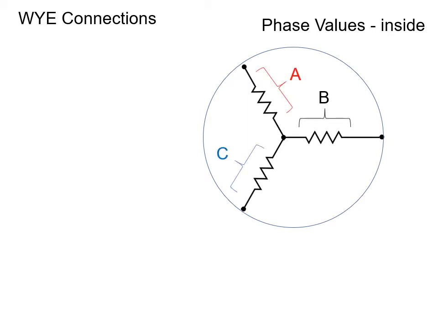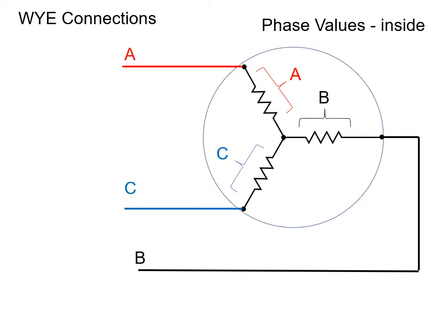So I have phase A, phase B, and phase C. Equally, I could say phase 1, phase 2, phase 3. Again, I color coordinated them as red, black, and blue. Now, when I take wires out to feed each of these phases, you'll see that the wires are outside the circle, or outside the shape. These are what we refer to as our line values. And you can think about your line values as your feeder lines. And again, they are independent of the shape.